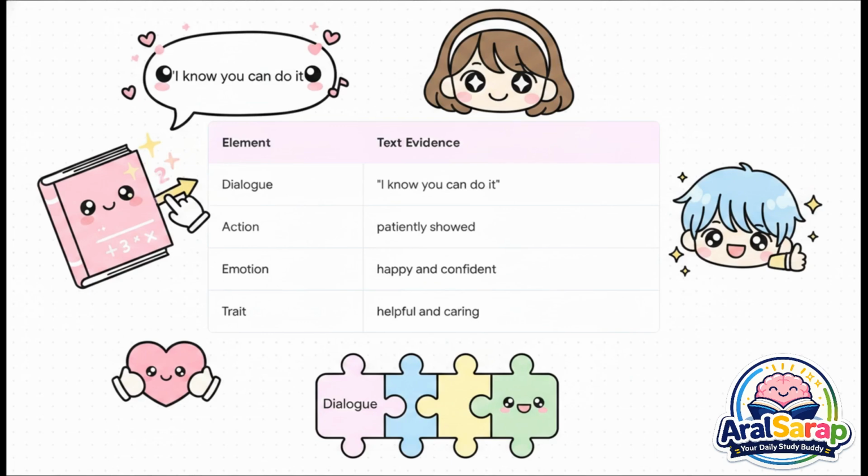What's really cool about this matrix is how a single, super short paragraph about Grace contains all 4 clues perfectly laid out for our investigation. We have dialogue, hiding right there in the quotes, action when she physically shows him the math problem, emotion when her brother feels happy and confident, and the clear character traits of being helpful and caring. It's the 4 elements of storytelling all working in perfect harmony.